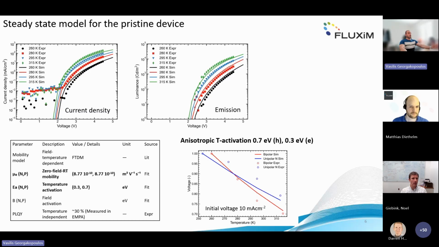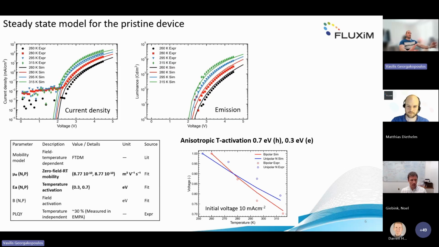To calibrate this, we used this data, performed simulations, and used a mobility formula which has a field and temperature activation factor that is usually applied to model the mobility of organic materials like Super Yellow. And what we found out was that there was a higher activation energy for the holes and a lower activation energy for the electrons. So the holes were more temperature activated than the electrons.